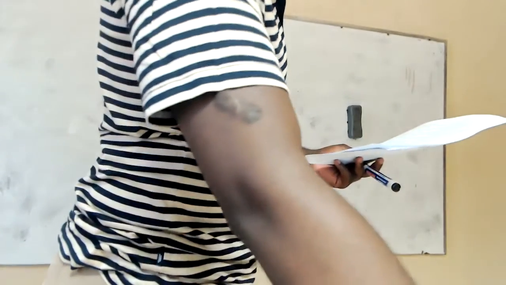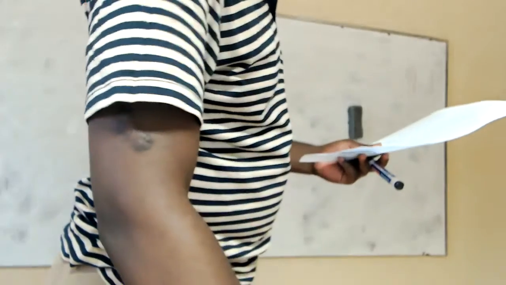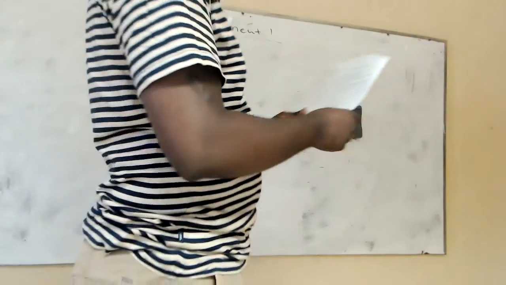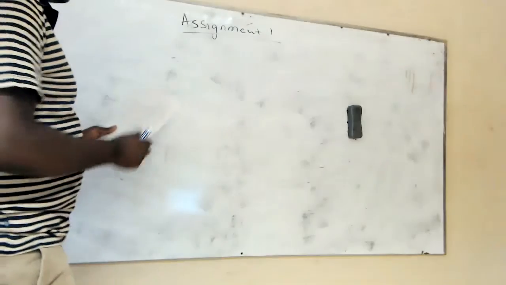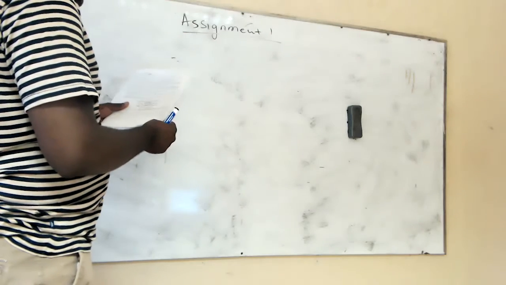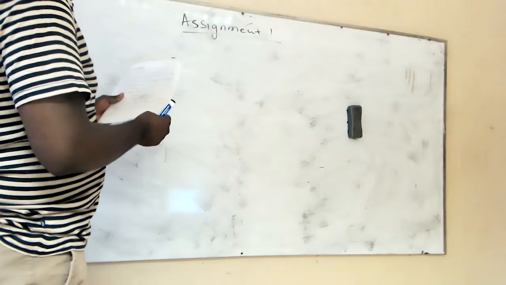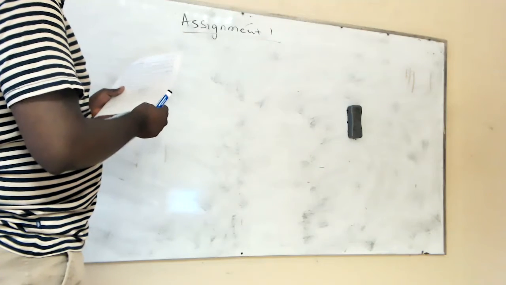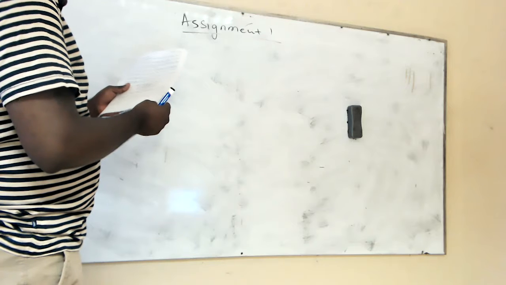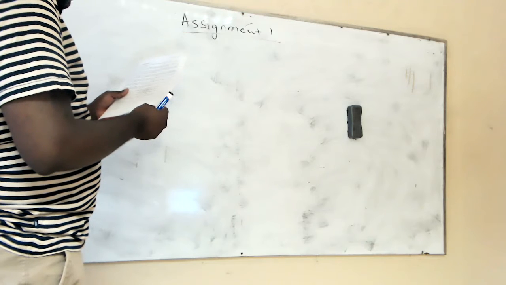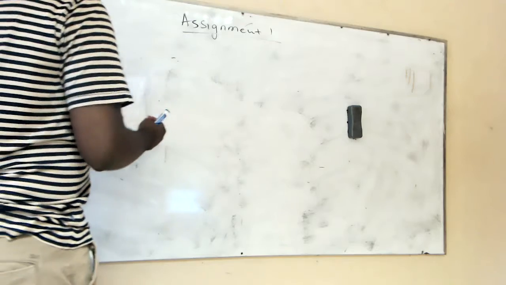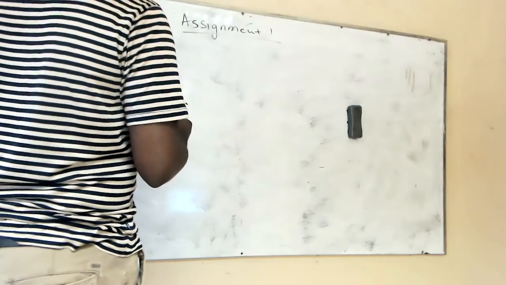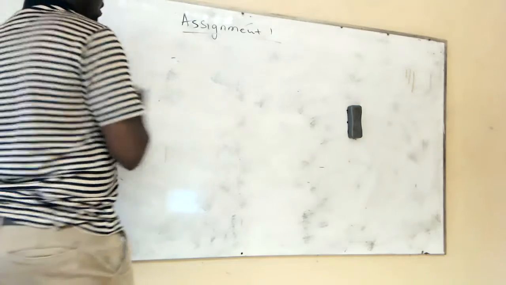Today I'm going to do assignment 1, after which I'll have to send you the link for the recording. So, question number 1 on assignment 1 says: which of the following is a linear equation in x and y? And we're given 4 options there.